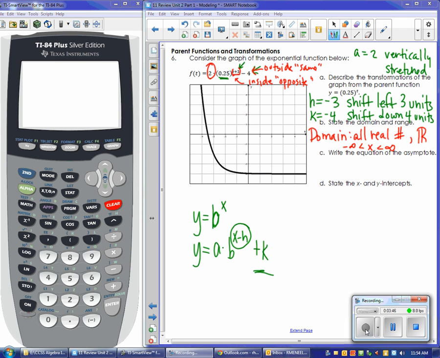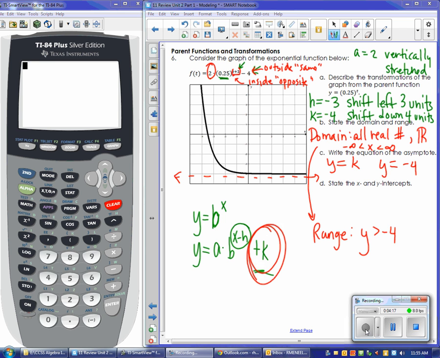In terms of the range, and I apologize, I'm running out of space here, the range is actually going to correspond to our horizontal asymptote. Remember that every exponential function also has a horizontal asymptote. And the horizontal asymptote is always going to correspond to your value of k. So your horizontal asymptote is always going to be y equals k. So in this case, it's going to correspond to y equals negative 4. And since the graph is all above negative 4, that tells me that for my range, all my y values are above negative 4. And notice that I'm not including an equal sign with the range, and that's because the graph never actually touches the asymptote. It stays above it at all times. It gets closer, but it never actually touches it.